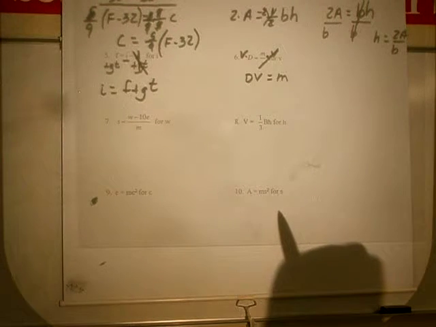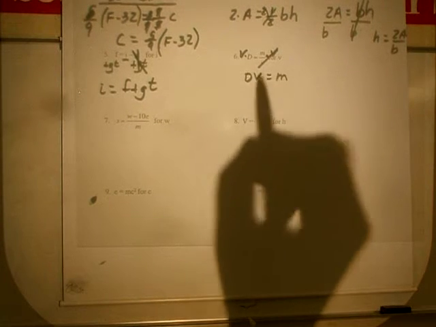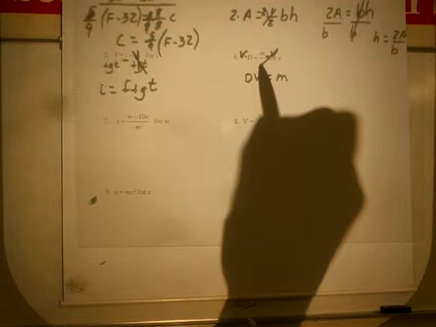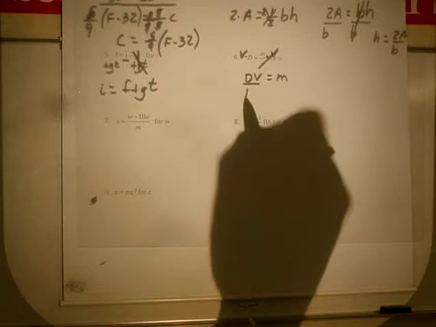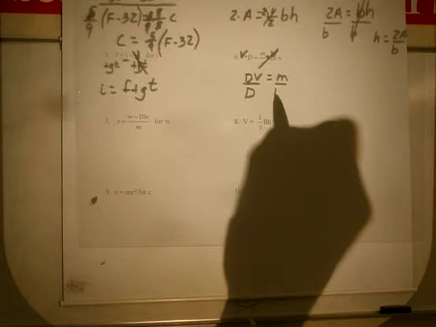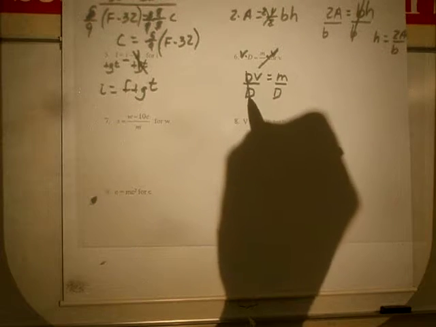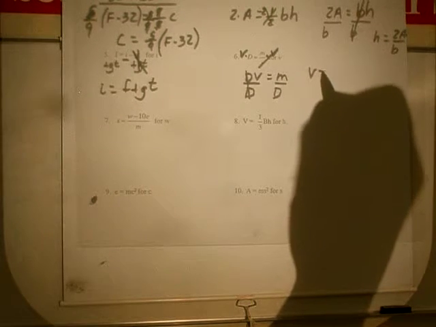What was your question? Okay, that's what we're trying to do, but first I had to get it out of the denominator. And now we have to get rid of this d, so we're going to divide both sides by d. And now the v is all by itself.